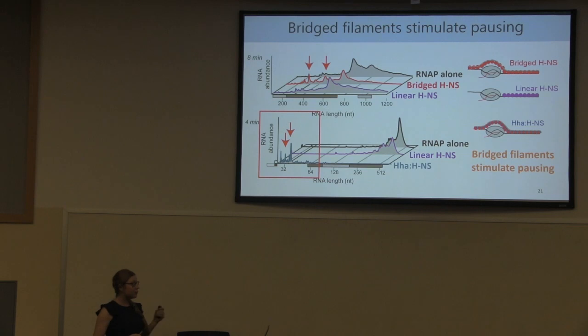And so these transcription results, where some filaments stimulate pausing but others do not, is consistent with the results we observed with AFM, showing that bridged H&S or the bridged HHA H&S filaments can stimulate pausing, but linear filaments cannot. So this provides some structural information about what filaments are able to affect the transcription machinery during elongation.